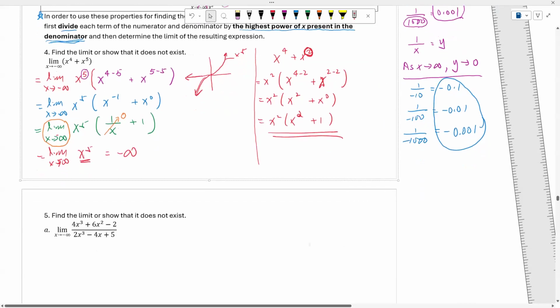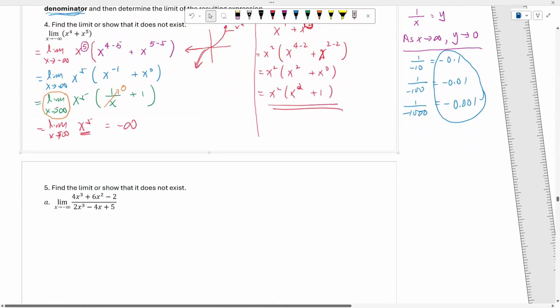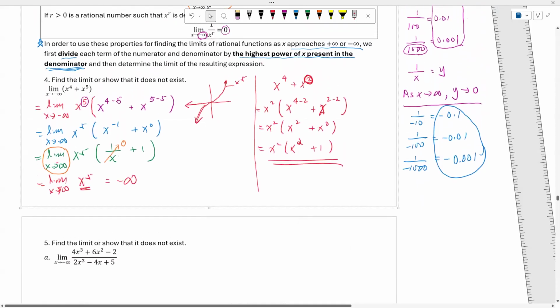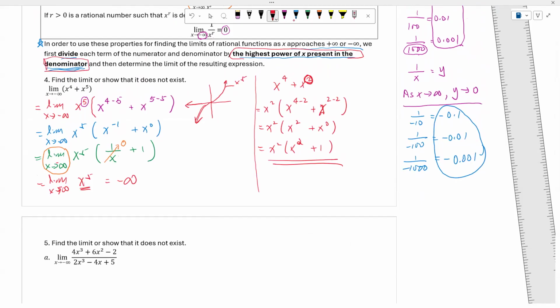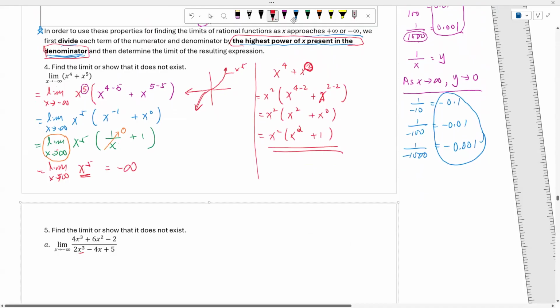Now let us look at our next example. What we can do here is work with the situation like this one right here. Again, we would like to work with the highest degree in the denominator. We see that in this problem, the denominator carries x to the power 3. So I would like to multiply top and bottom of the expression by 1 over x to the power 3.